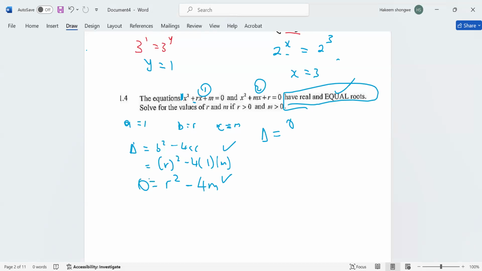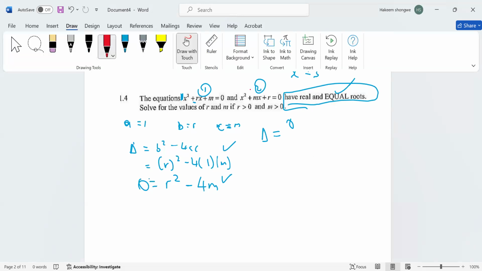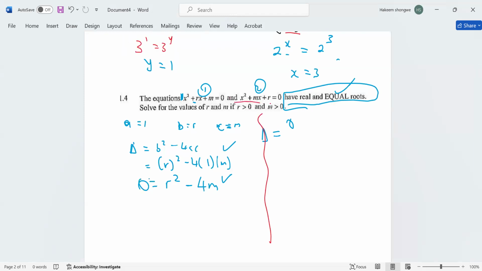Let's do the other one. With the other one, what is a? A is equal to 1, b is equal to m, and c is equal to r. The discriminant is going to be equal to m squared, exactly the same thing as before. So we have m all squared minus 4 multiplied by 1 multiplied by r. The discriminant should be 0, so we have m squared minus 4r.